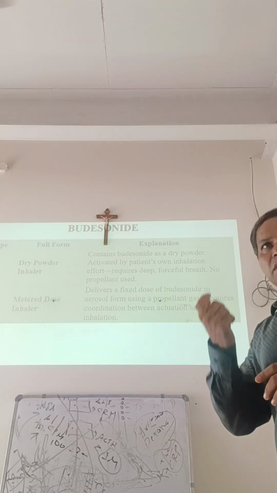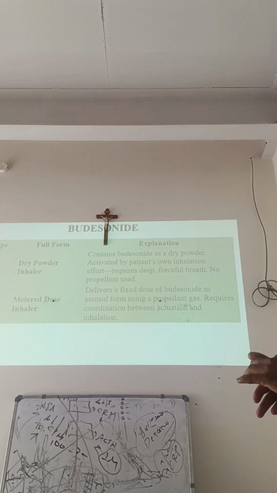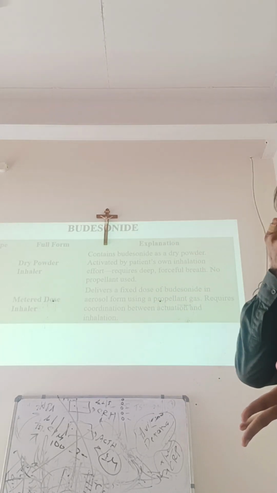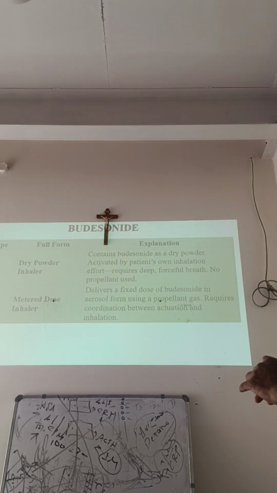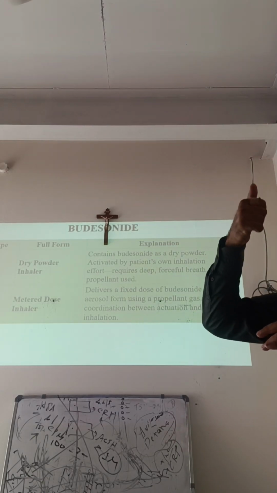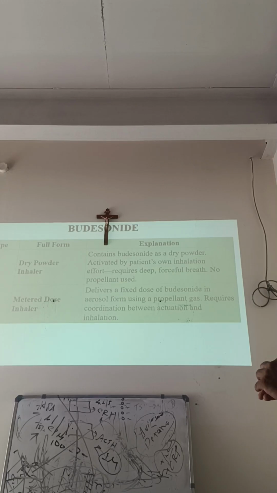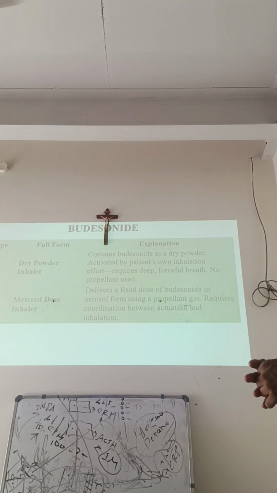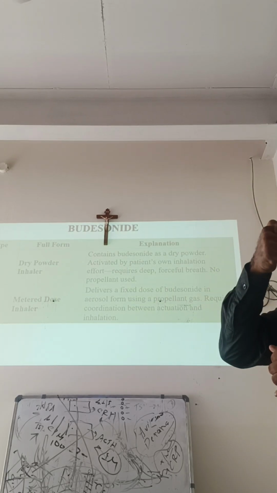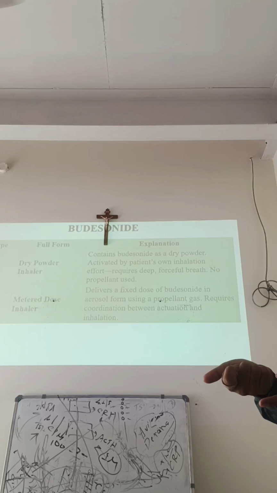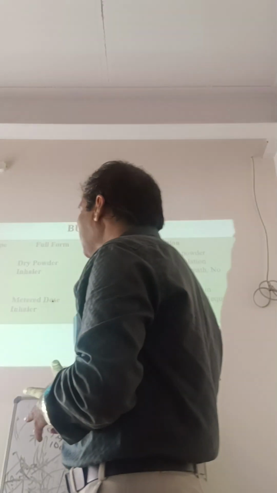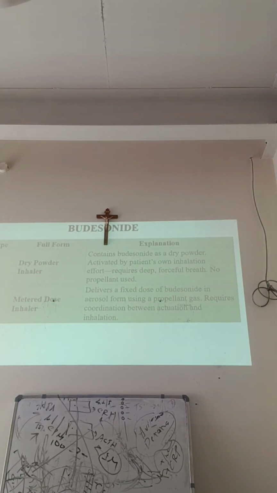DPI, dry powder inhaler, is available in the market and contains budesonide as a dry powder activated by the patient's own inhalation. First you have to exhale, then inhale. It requires deep forceful breathing, no propellant is used, and you don't press it. A metered dose inhaler delivers a fixed dose of budesonide in aerosol form using a propellant gas, like your deodorant. It requires coordination between actuation and inhalation. When you press and inhale, it should be proper, otherwise there is incoordination. This is all used in asthma, not in an acute attack.